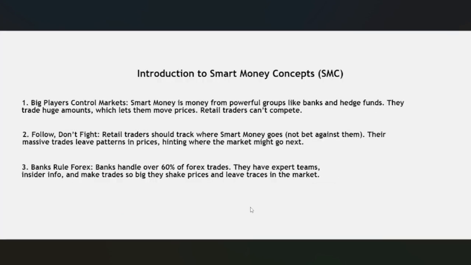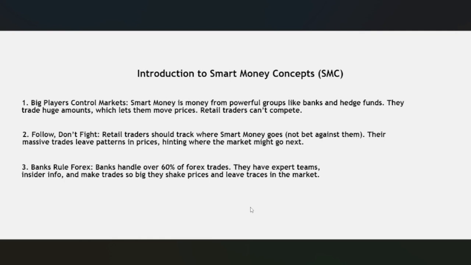What does smart money concept mean? It's the big players who control the market. Smart money is the money from powerful groups like banks and hedge funds. They trade huge amounts of lots, which lets them move prices. Retail traders like us can't compete. We have to follow, not fight with them. We should track where smart money goes.